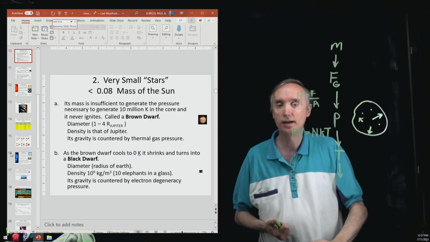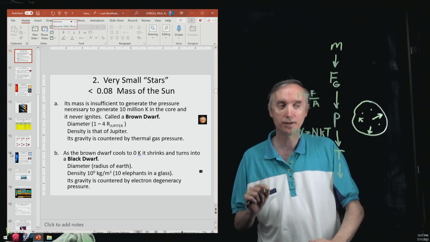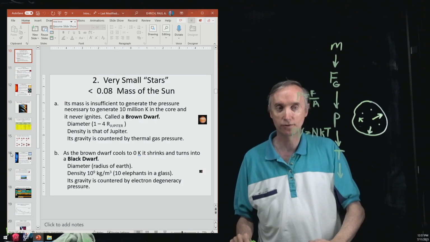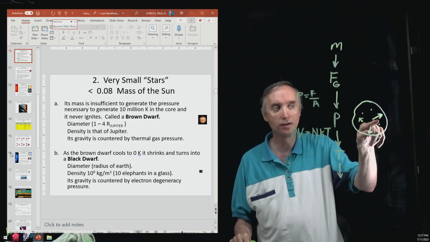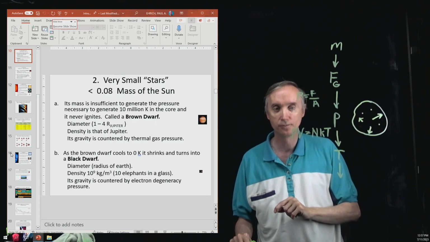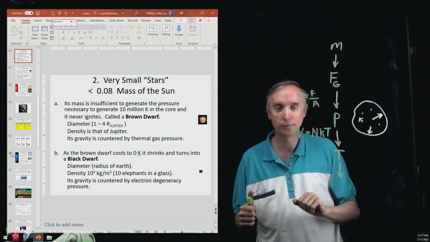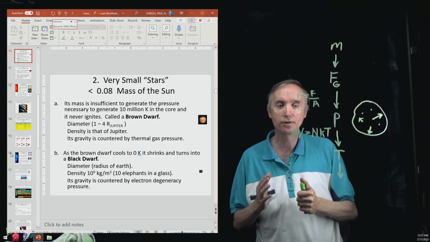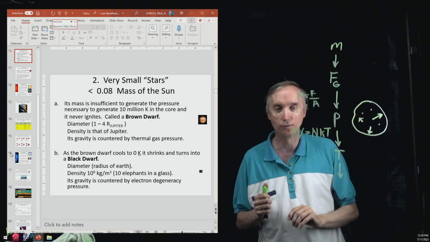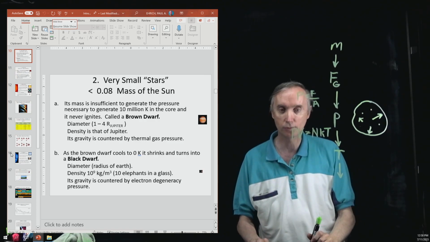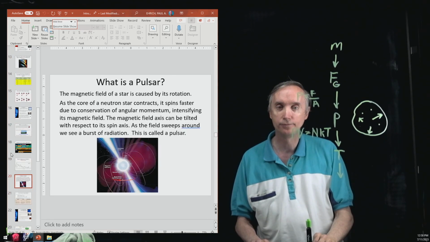So that was going to be the density of this black dwarf material. And gravity is going to be countered by electron degeneracy pressure. Notice it is not countered by thermal gas pressure because the temperature has gone to zero. So that means that these molecules in here can't move anymore. They're not moving because they don't have any kinetic energy, because that depends on temperature. So now we need some other kind of force that's going to keep this object from collapsing and turning into a black hole. And that's going to be electron degeneracy pressure. So let's take a look at what I mean by that.